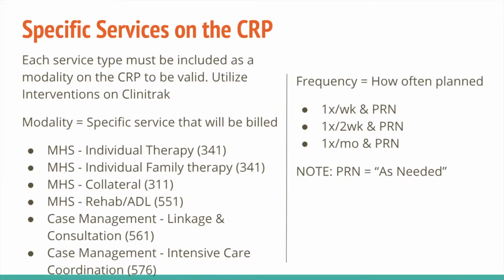The client recovery plan will note both the specific service that we plan to provide to that family, as well as the number of times per week or month that we expect to provide that service. For example, most clients receive weekly therapy, so individual therapy would be listed on the CRP with a frequency of 1 time per week. The clinician might also decide that this client would benefit from family therapy, so that would be another service modality listed on the CRP. But that modality might be noted as 1 time every 2 weeks if the clinician does not see the need for the client to have family therapy every week.